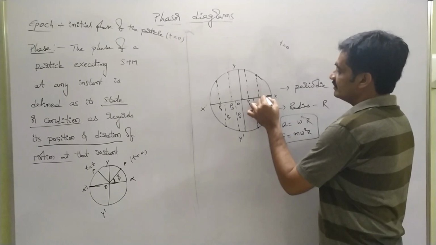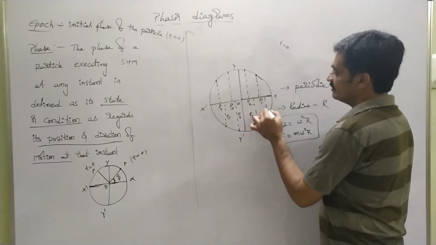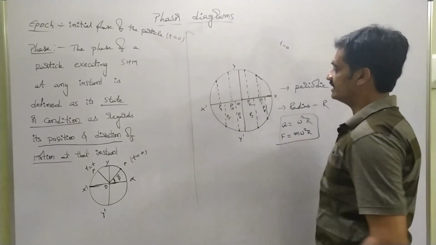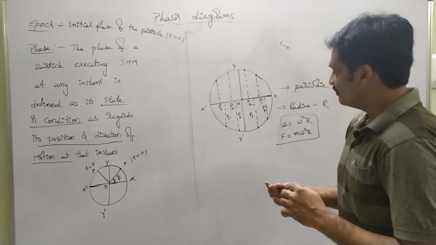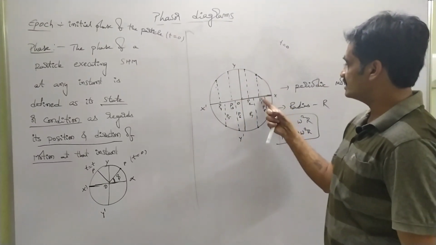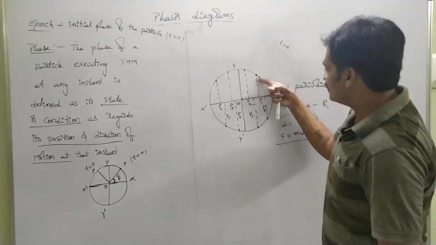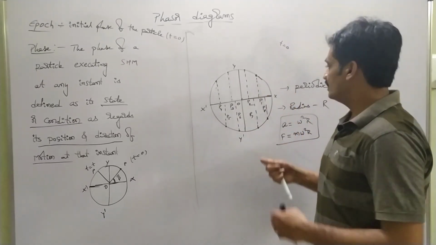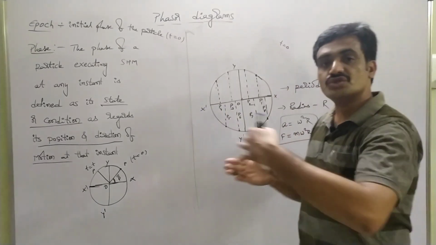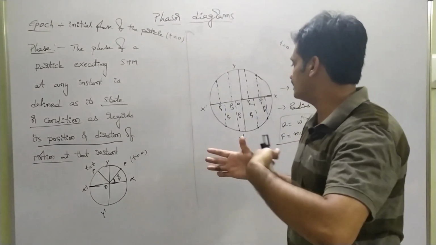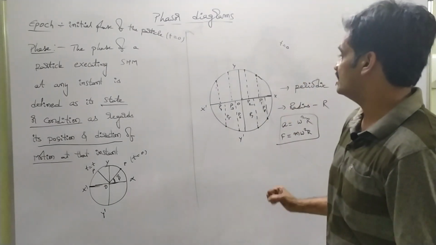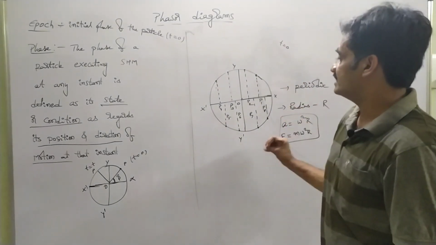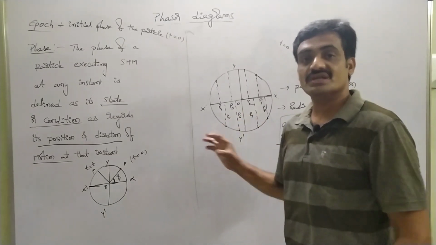Whereas here, when the particle reaches this position, the projection is represented as p8. Observe that when the particle is moving in a uniform circular motion, there are projections which take place to and fro. The projection of the particle is making a to and fro motion, nothing but oscillation. This oscillation is represented as SHM.